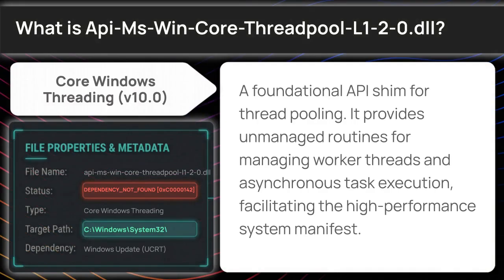This is the Core Threadpool Manager, a foundational API shim for thread pooling. It provides unmanaged routines for managing worker threads and asynchronous task execution, facilitating the high-performance system manifest. Now let's get this fixed up.